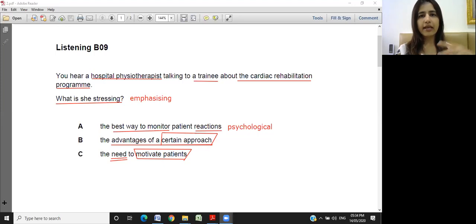So make a list of these verbs which are seen in function questions and try to understand the minute difference between them. Like what is the difference between advising and reassuring? What is the difference between stressing and explaining? Explaining is when you just simply explain something, but stressing means you give a lot of importance to it. You try to emphasize a particular aspect of it, right?